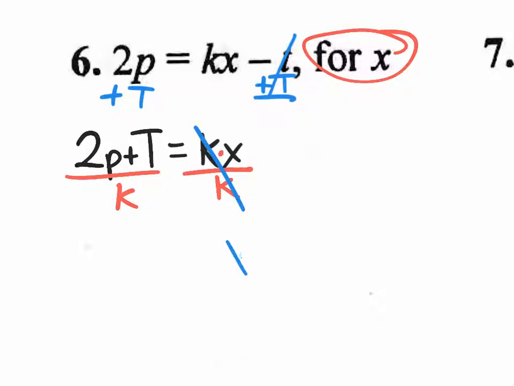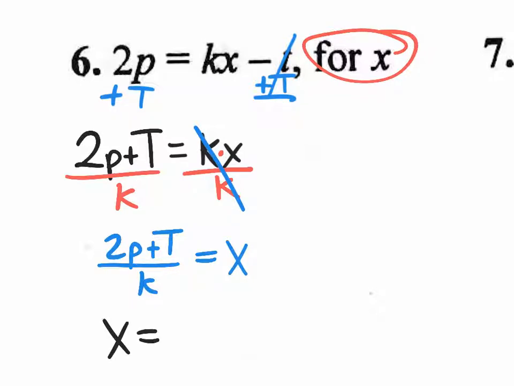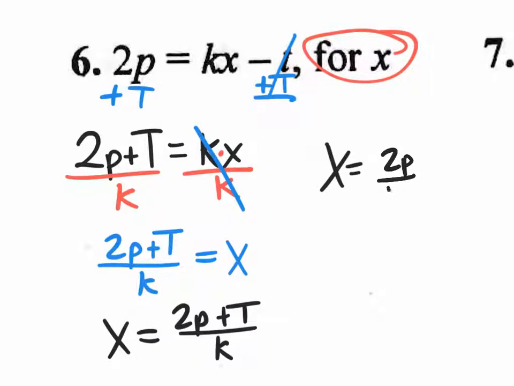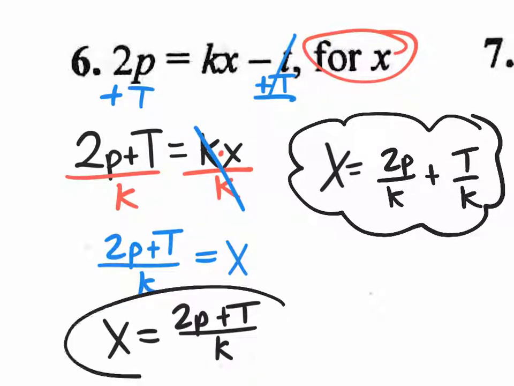X is by itself on this side, equals 2p plus t, all divided by k. That's your answer. Of course, you should write your x on the left side and the 2p plus t divided by k on the right side. Another acceptable answer is x equaling, separate the denominator k. You could split it to here and here. So it could be written as 2p over k plus t over k. So you could do this. I would probably just leave it like that.